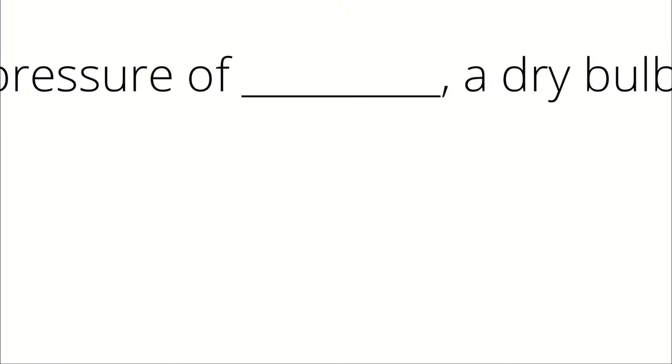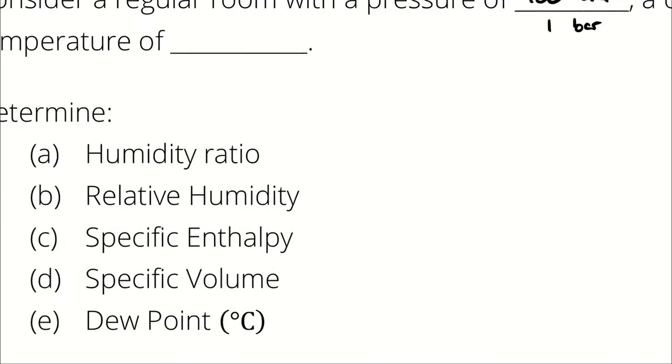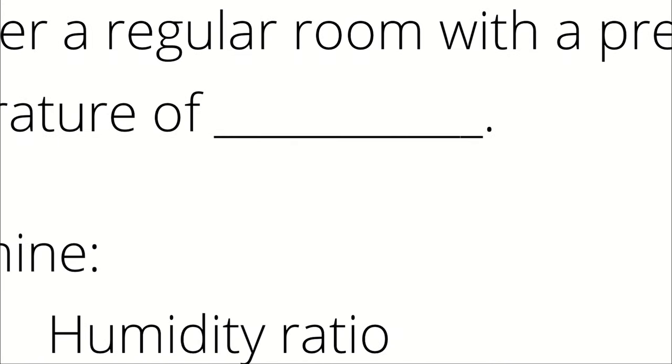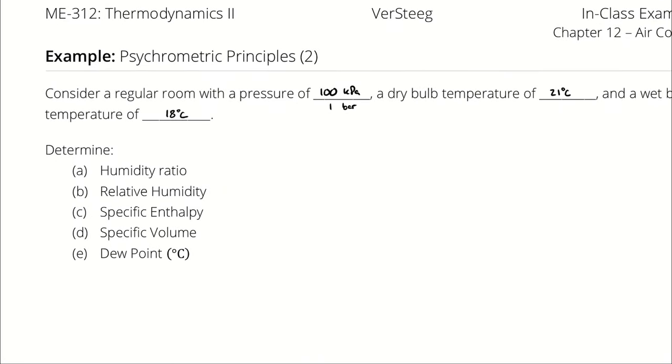So let's assume that the pressure is, I don't know, about 100 kilopascals. That would be one bar. That'll be nice and convenient for math purposes. Let's go with a regular dry bulb temperature, maybe something like 21 degrees Celsius. And for our wet bulb temperature, let's go with 18 degrees Celsius. So these even numbers are going to make for some nice lookups. I don't have to do any interpolations, but the methodology is still the same, even if I had more precise measurements.